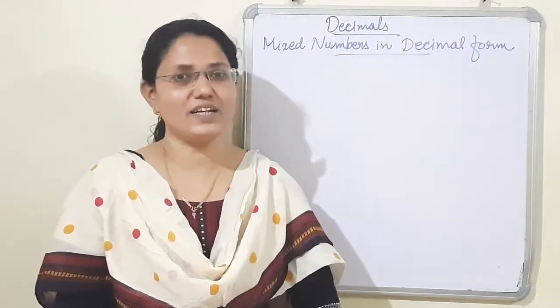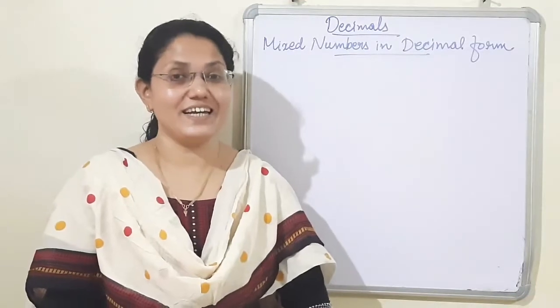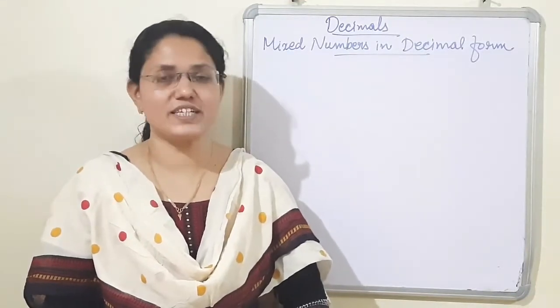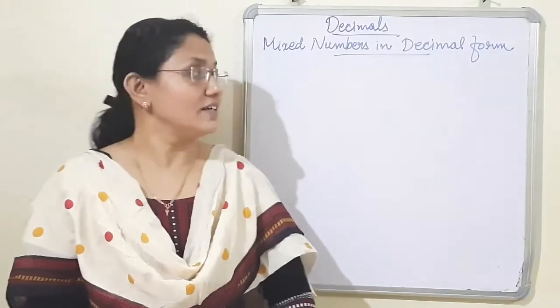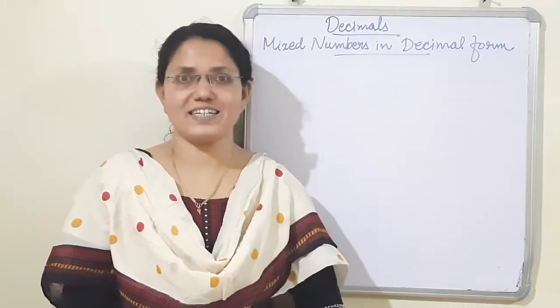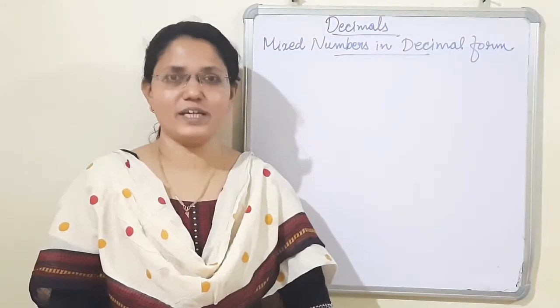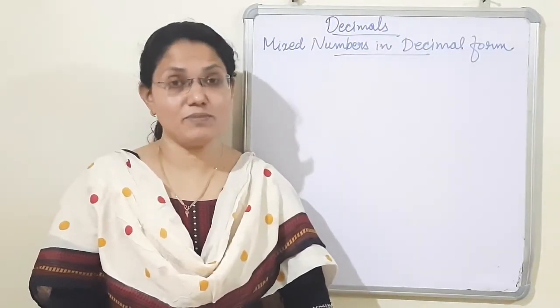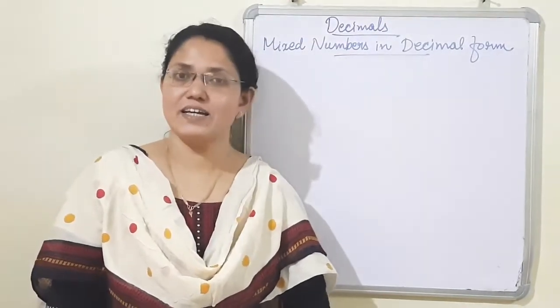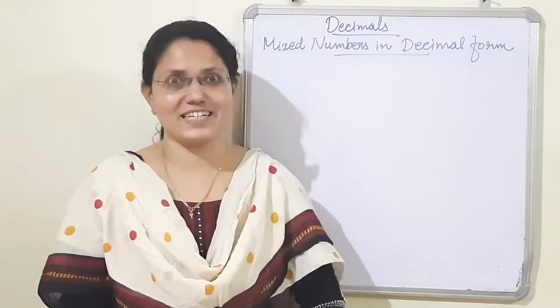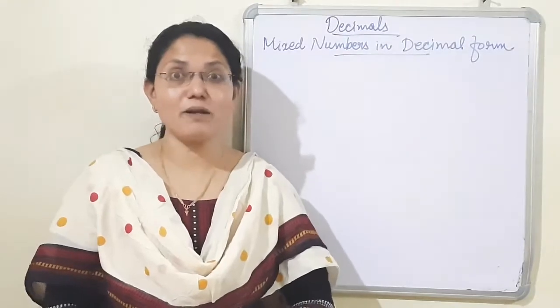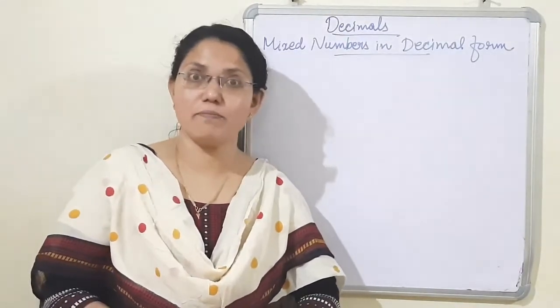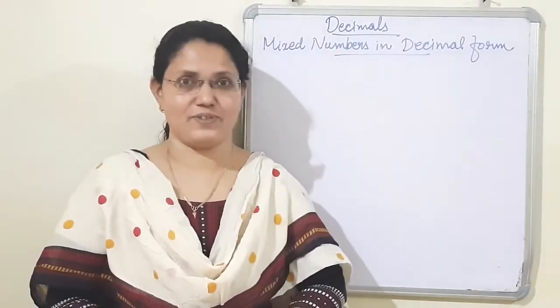Last class we learned how to change a decimal fraction into a decimal number. Today we will learn how to change a mixed fraction into a decimal number. First, you know that a mixed fraction has a whole number part and a fractional part. In a decimal number also, the decimal point separates the whole number part and the fractional part.